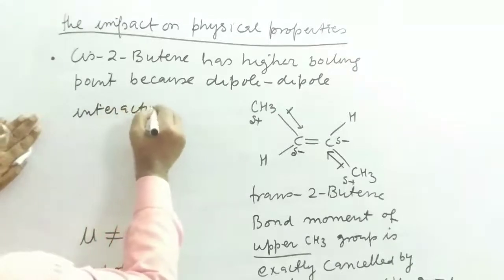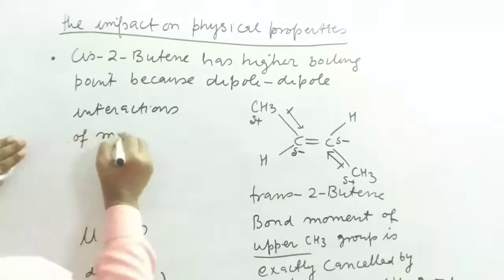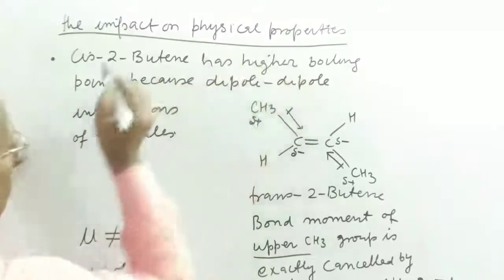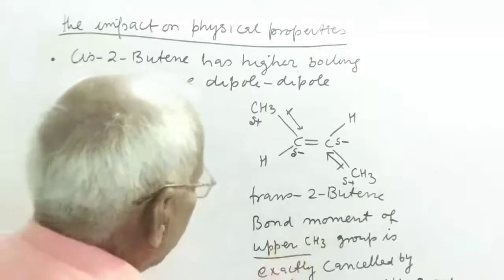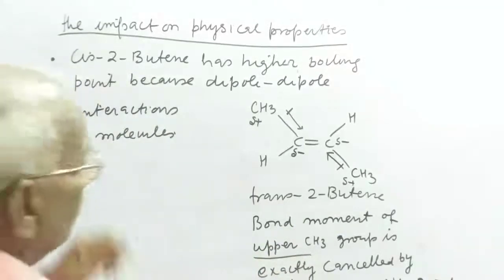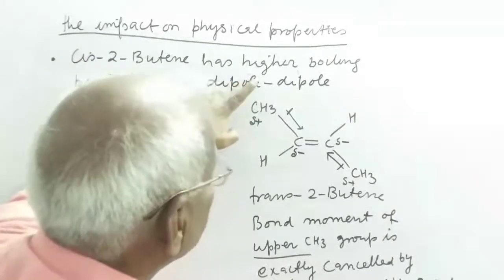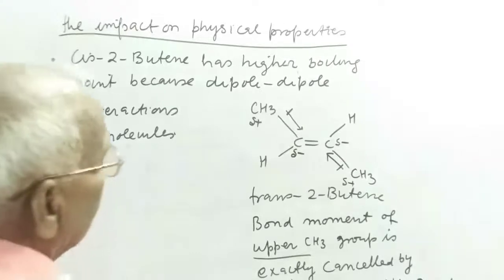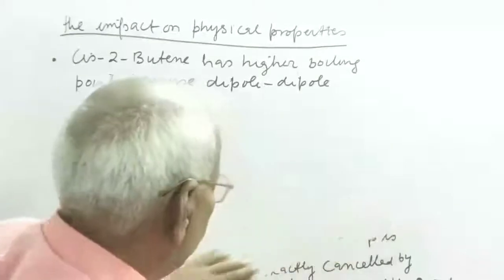Interactions, dipole interactions of molecules. So it has high boiling point. In case of trans-2-butene, it has low value of boiling point because there is no polarity in the molecule, hence no dipole interaction, and its boiling point in turn becomes less than the cis-2-butene.